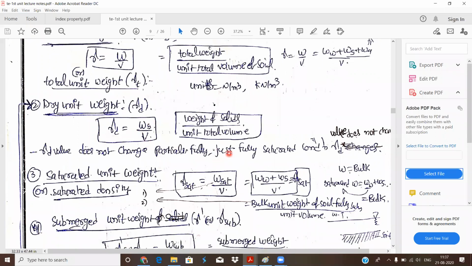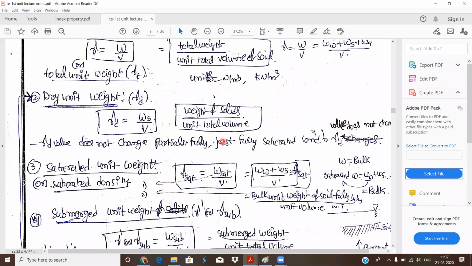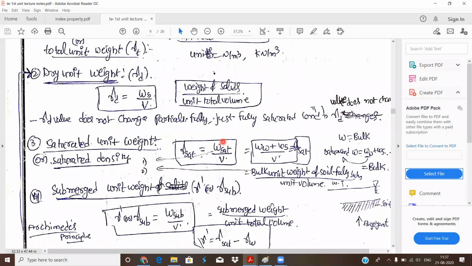So here also the units are the same, kilonewton per meter cube. Next one, saturated unit weight. Saturated unit weight or saturated density, we can call it saturated weight. Again, it is not the total weight of the soil. It is only the total saturated unit weight of the soil. Saturated means saturated weight of the soil.